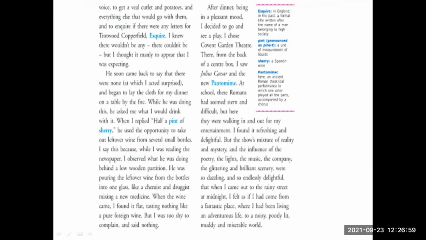So after watching it, he came out, very amused and entertained. When he came out, it was raining heavily on the streets, and he went home from there. He enjoyed the lights, the poetry, the music, the company, the brilliant scene, the dazzling and endlessly delightful play. So at midnight, when he came out, it was raining, and he felt as if he had come from a fantastic place where he had been living an adventurous life to a noisy, poorly lit, muddy, and miserable world.